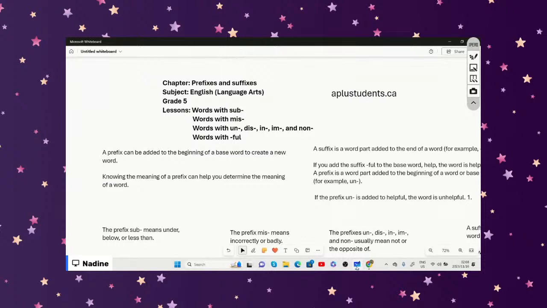And the lessons that we are going to be focusing on under the chapter of prefixes and suffixes are words with sub, words with miss, words with un, dis, in, im, and non, and the suffix, which is words with full. So that is going to be our focus today under the chapter of prefixes and suffixes.